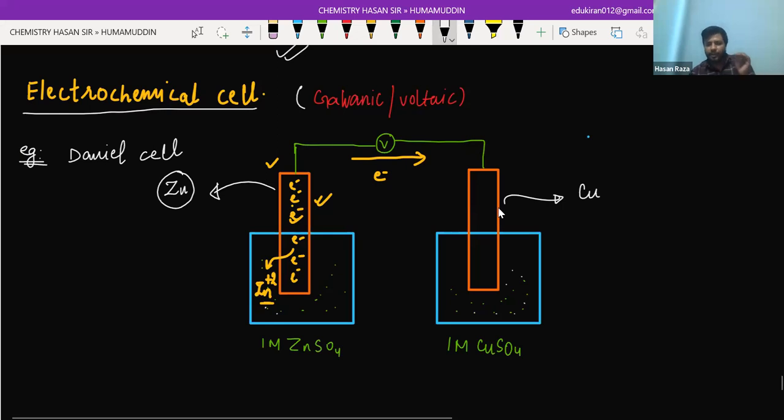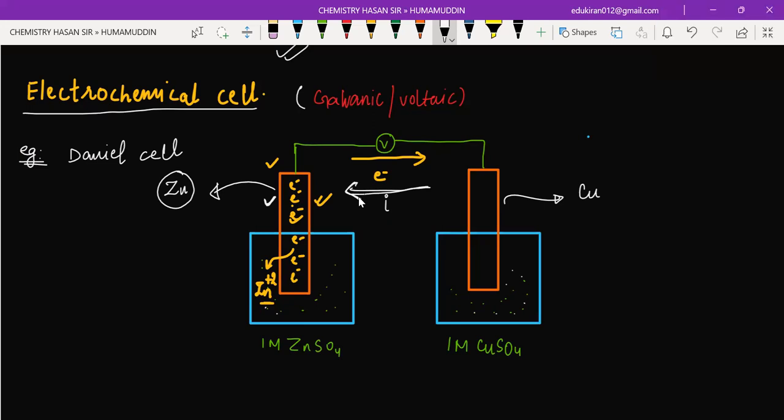And you know that the current will start from right to left. In class 10th, you have studied that the current flows opposite to the flow of electrons. So I just proved that the concentration of electrons is higher here; it is higher potential for the electrons. So electrons will start moving from left to right, and current will start moving from right to left. Is that clear? Yes, sir.